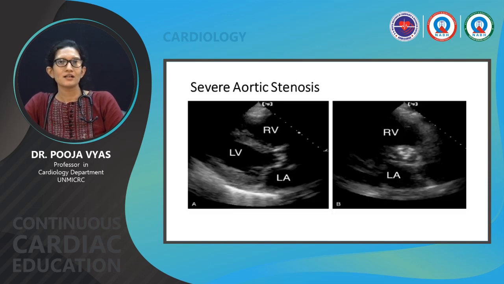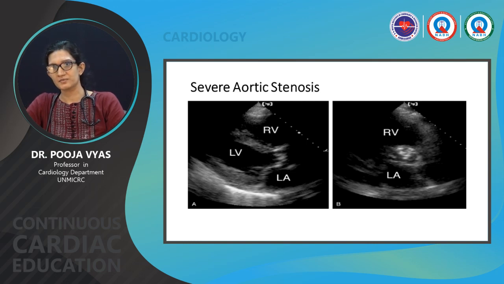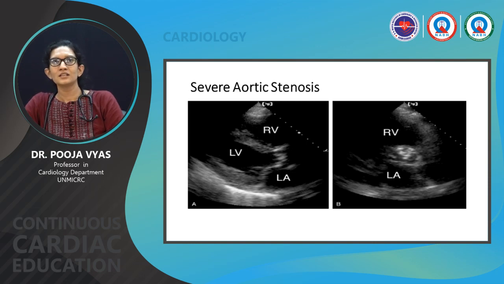This is an image of severe aortic stenosis. In the left-sided image we can see calcification of the aortic valve, and in the right-sided image we can see distorted aortic valve anatomy. It is very difficult to identify individual cusps in patients with severe aortic stenosis, and here we will not be able to see the cusp parallel to the aortic wall.